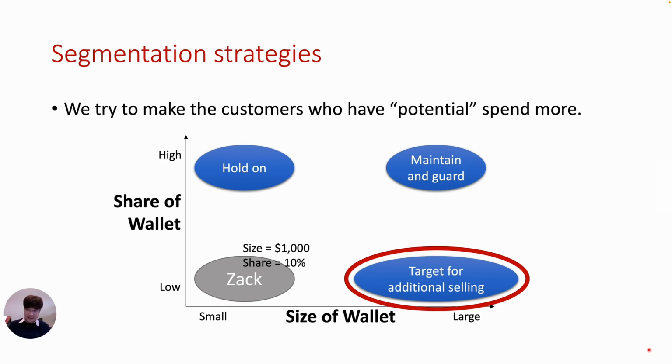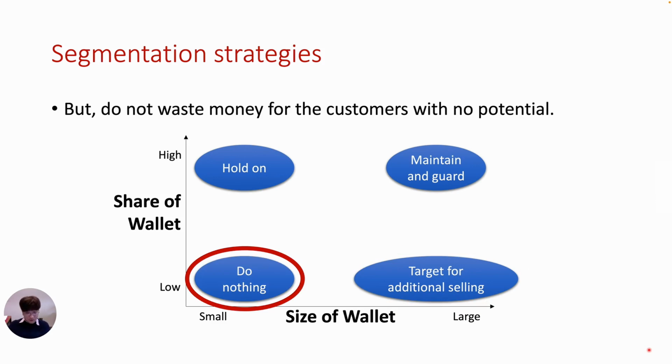Lastly, how about Zach? He has low size of wallet and low share of wallet. Of course, it would be possible to do marketing activity for Zach as well as David. But unlike David, Zach is not expected to generate a significant increase in revenues. So, with consideration of marketing costs, it would be better to do nothing for Zach. Trying something for him would be wasting money.